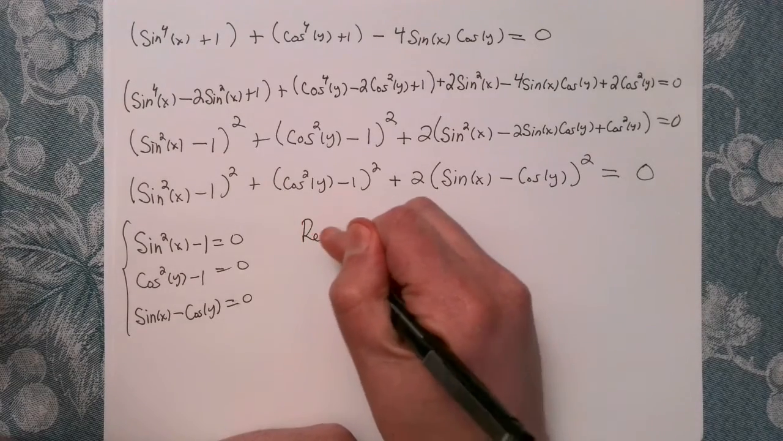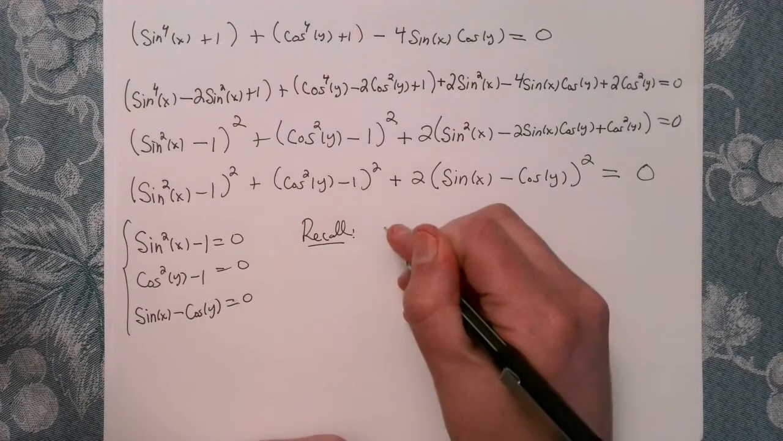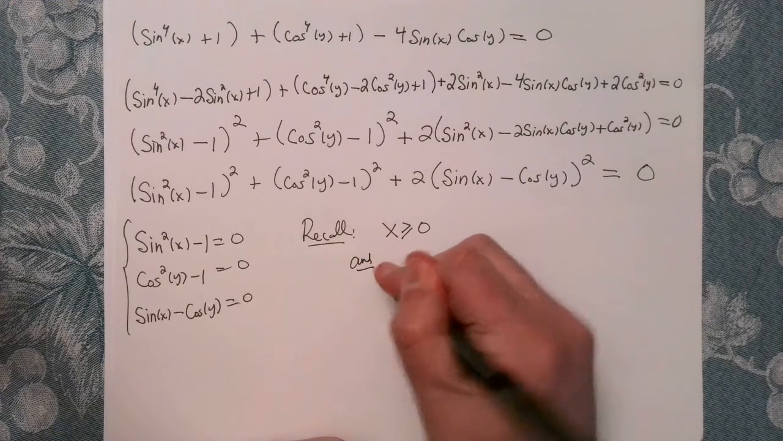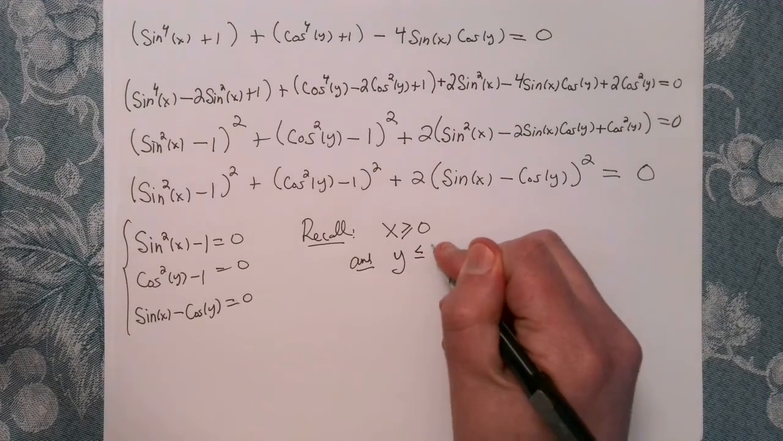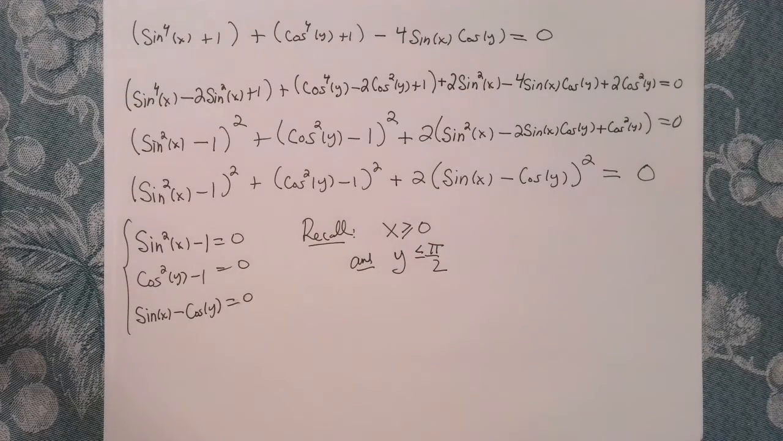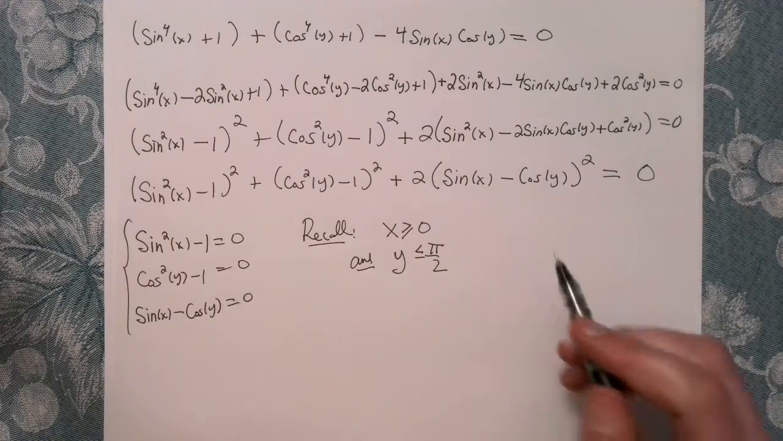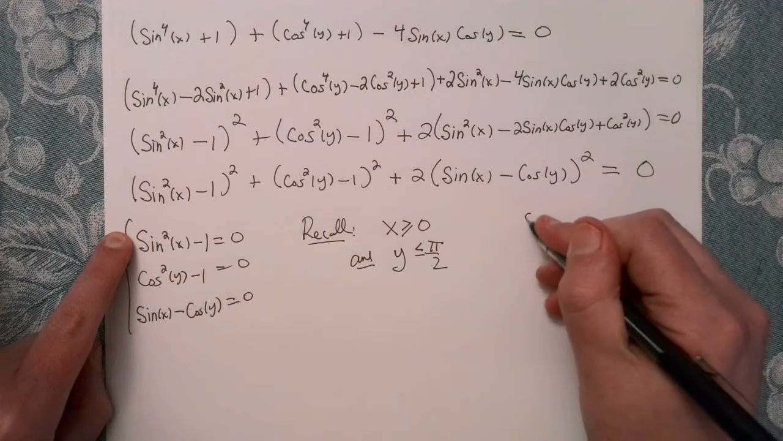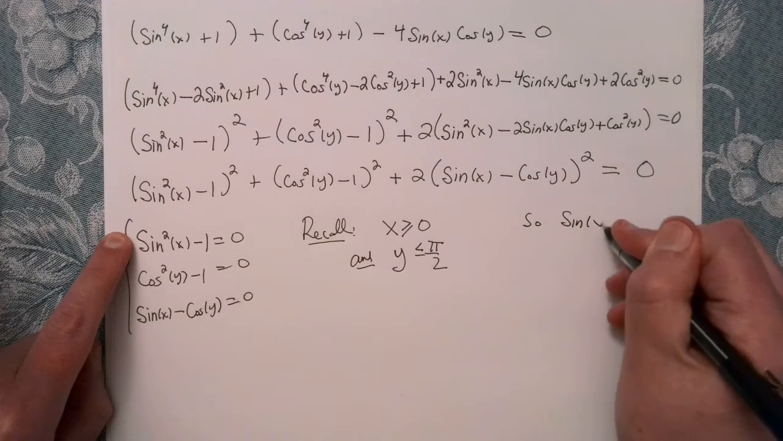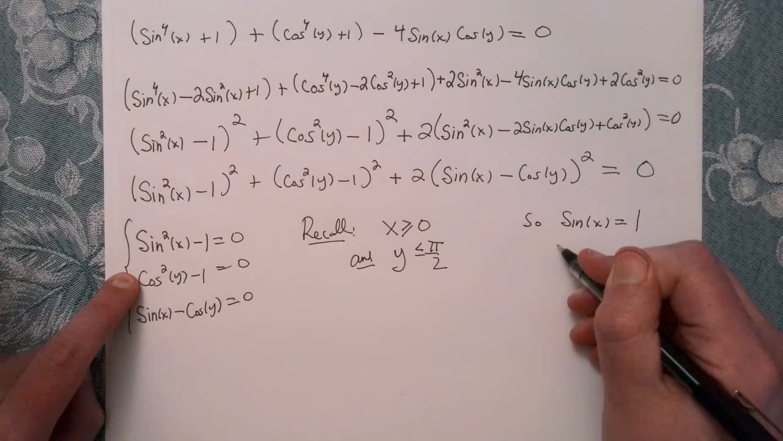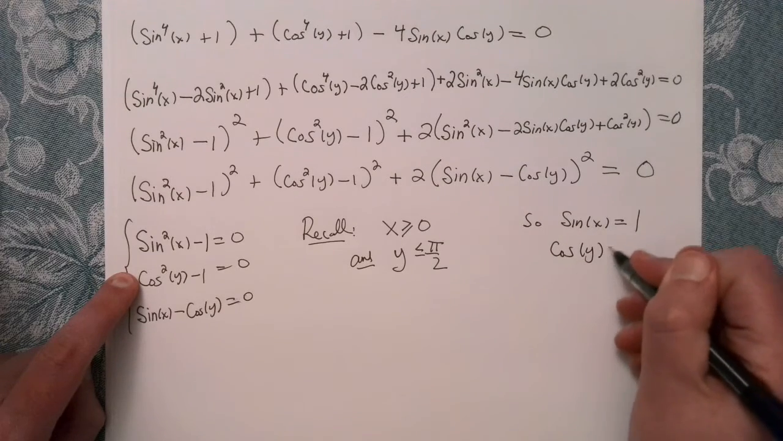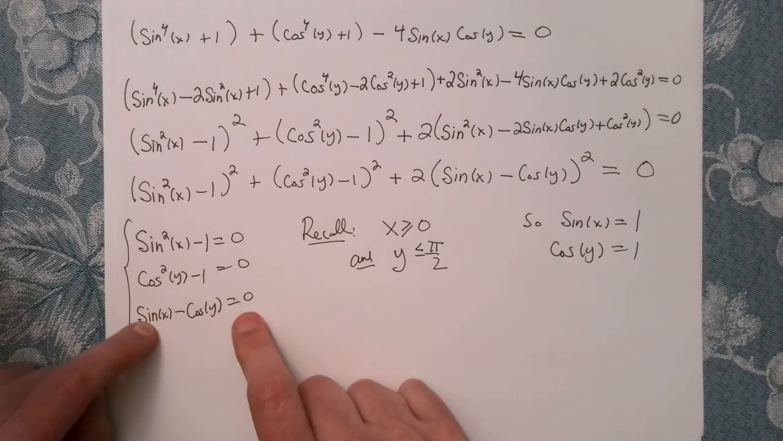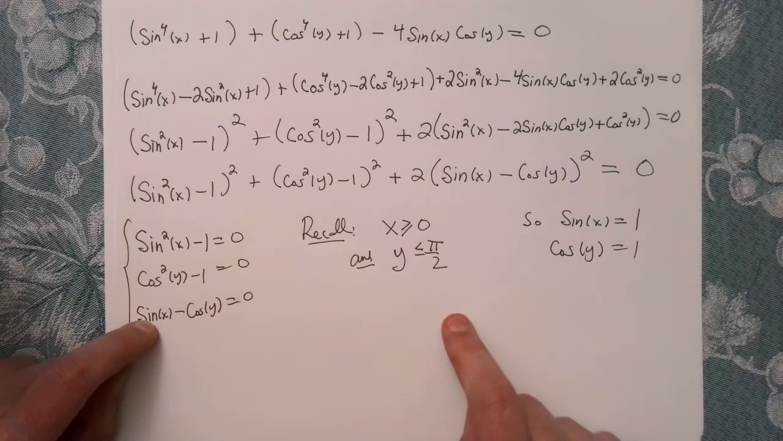Okay, I want to recall something because we did have some restrictions. I think we said x was non-negative, and we also said y was at most pi over 2. Okay, so that gives us the following. It looks like from here, sine of x is 1. From here, cosine of y is also 1. And that works nicely here because their difference is 0. So it looks like everyone's happy with our conditions.